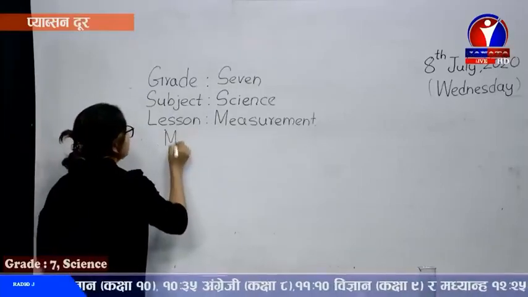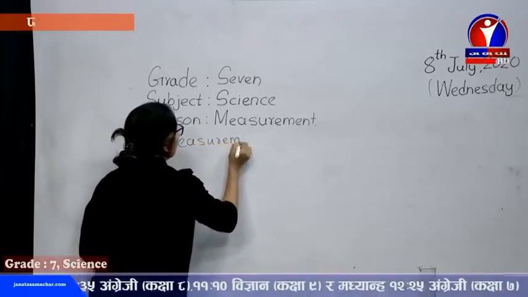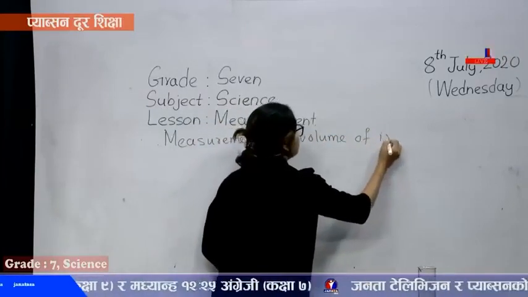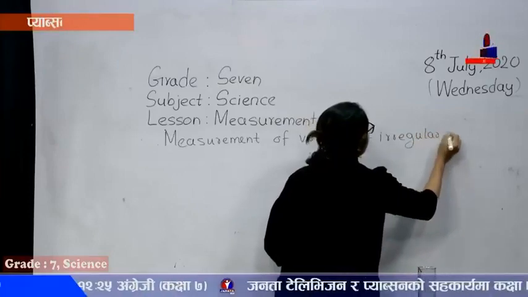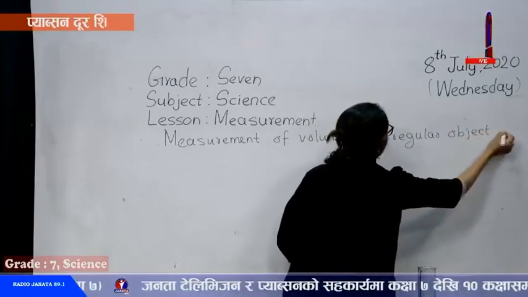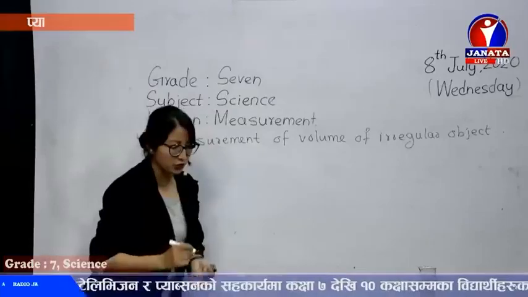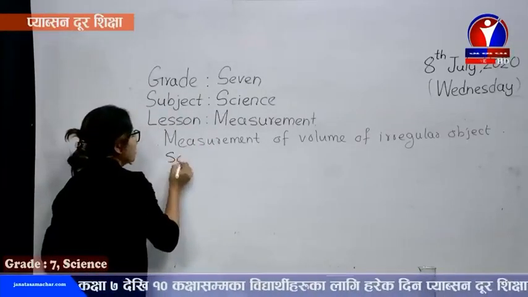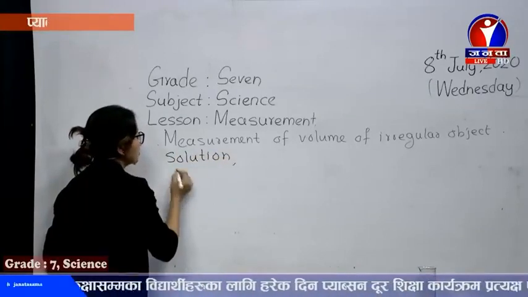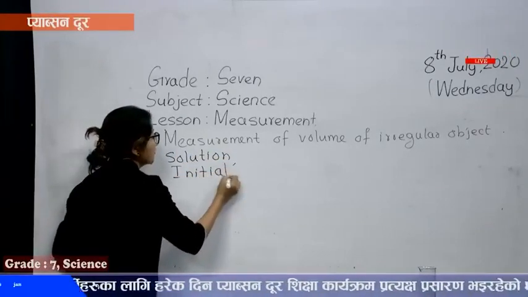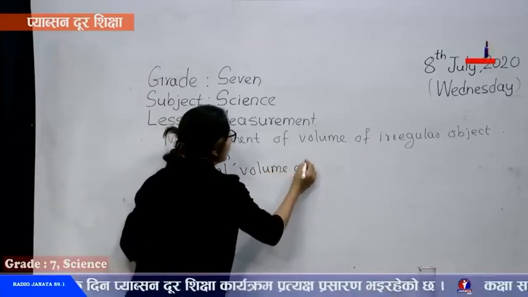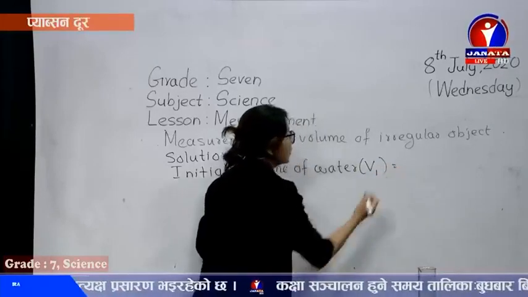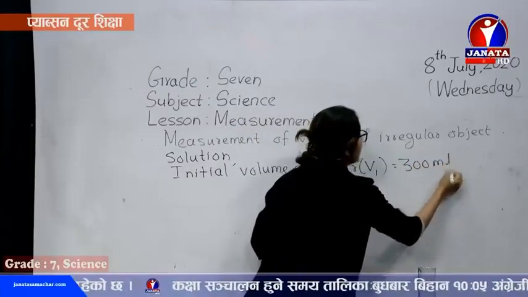Okay, so here, measurement of volume of an irregular object. Here we have taken a piece of stone. Now first of all, the initial volume. I've already measured the initial volume. Solution: let's start. How do we measure? The initial volume of water, I would like to denote it by V1. Just now I measured it, it's 300 ml.